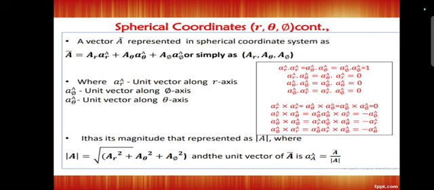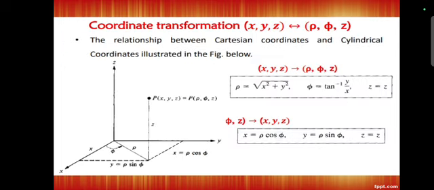And while taking the cross product, AR cross AR is equal to A theta cross A theta is equal to A phi cross A phi is equal to 0, and the magnitude, modulus A, is equal to the square root of AR square plus A theta square plus A phi square.